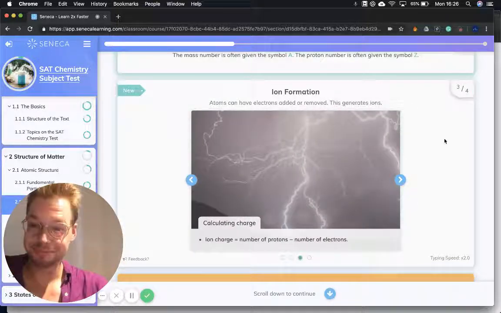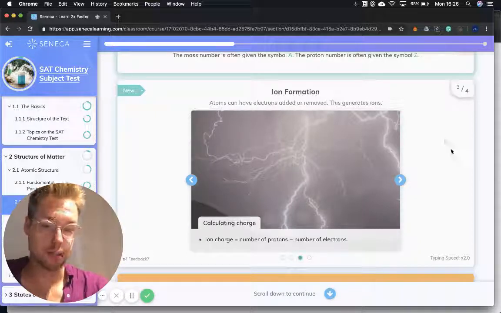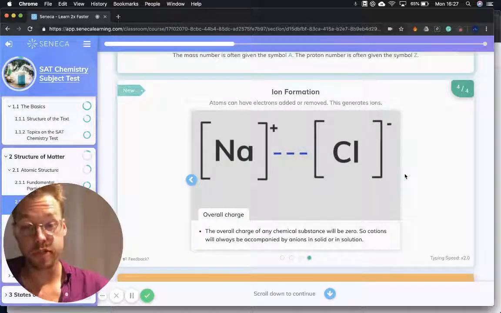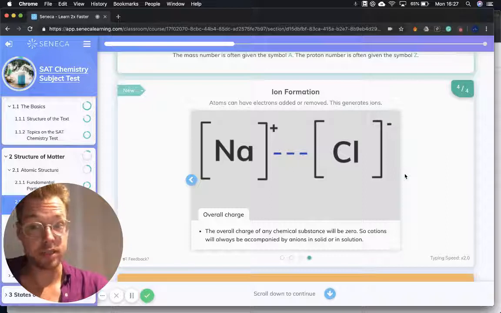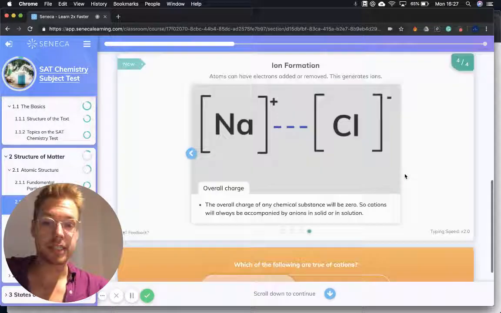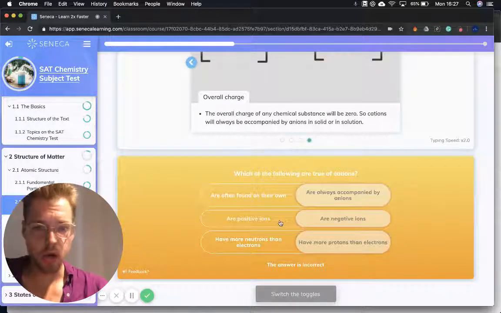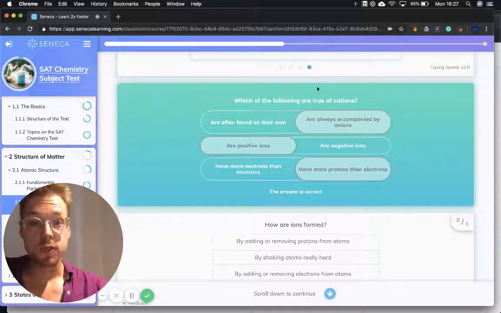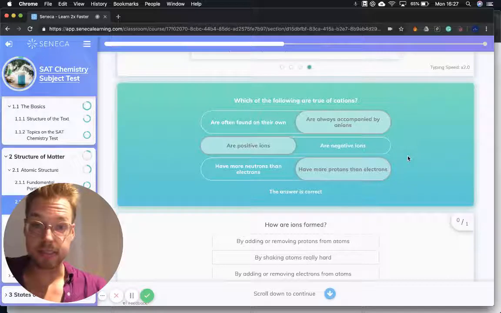Calculating charge. Ion charge is the number of protons minus the number of electrons. Overall charge of any chemical substance will be zero. So cations will always be accompanied by anions in solid or solution. Let's go over some key facts about cations before we move on. They are always accompanied by anions, they're positive ions, and they have more protons than electrons.